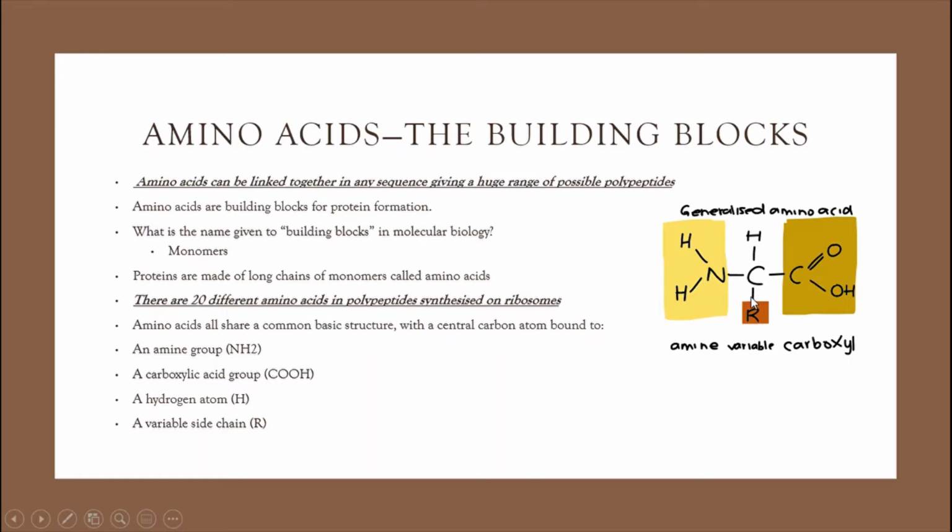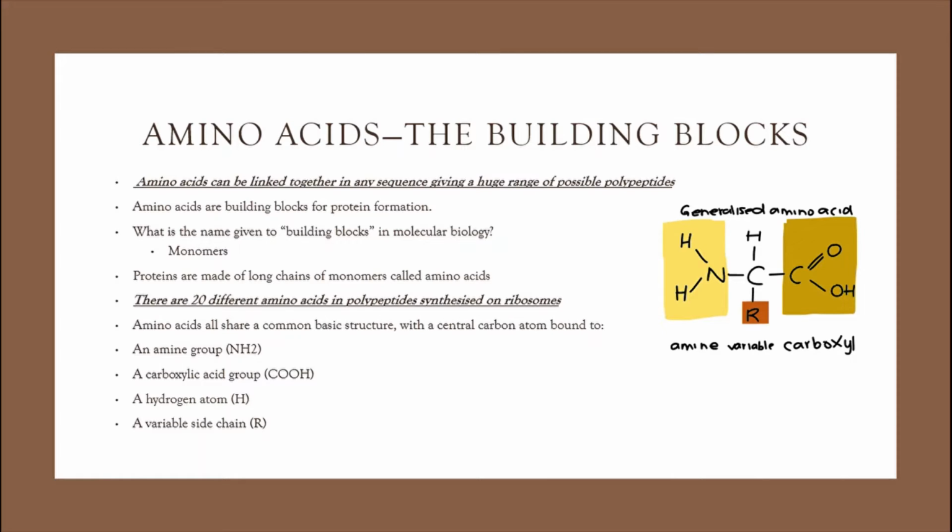We can replace this R with a number of things, and that will give us a new amino acid. And so there are 20 different amino acids, which means there are 20 different variable side chains. You don't have to necessarily remember all the 20 different amino acids, but you just need to remember this generalized structure. That being said, I am now going to show you a couple of different examples of some amino acids.